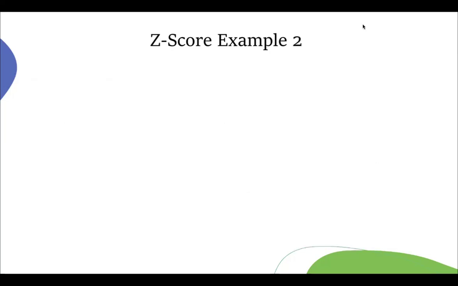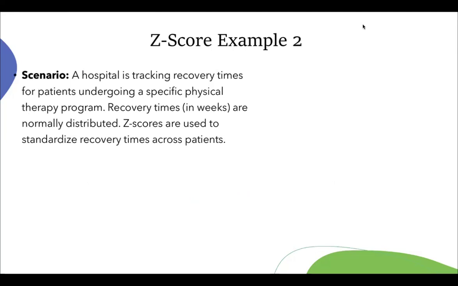So let's take a look at another example with z-scores. A hospital is tracking recovery times for patients undergoing a specific physical therapy program. Recovery times in weeks are normally distributed. So we're dealing with the normal distribution and we're going to be using z-scores. Z-scores are used to standardize recovery times across patients. So our data is not going to be provided in weeks. It's going to be provided as z-scores.